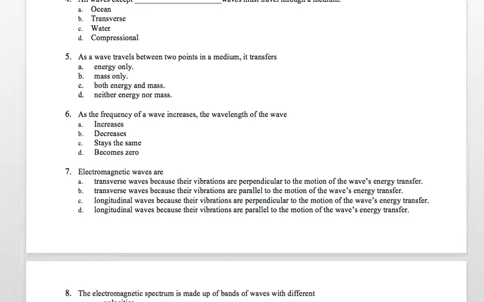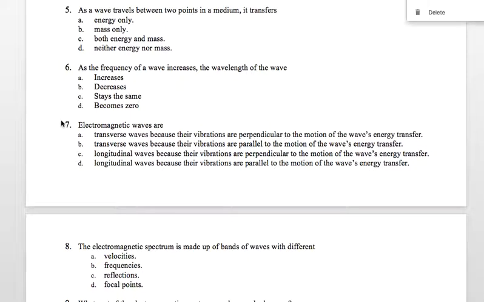Number 6, as the frequency of a wave increases, the wavelength of the wave, A, increases, B, decreases, C, stays the same, D, becomes 0. Number 7, electromagnetic waves are A, transverse waves because their vibrations are perpendicular to the motion of the wave's energy transfer.